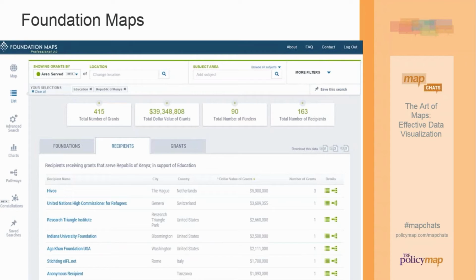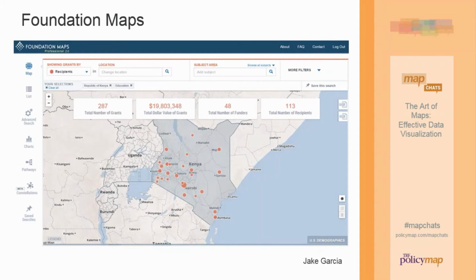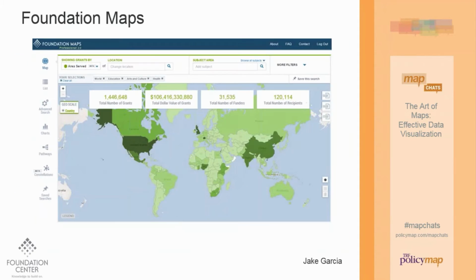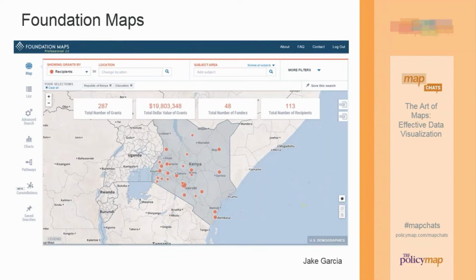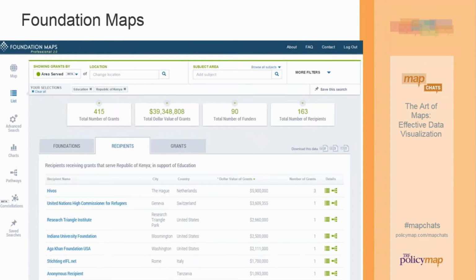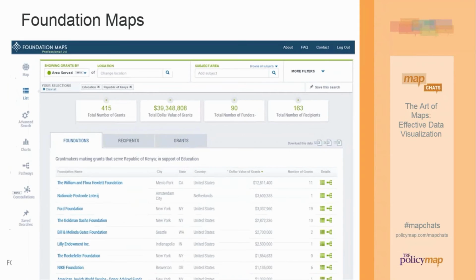Then you can click over, and here we've got what we call the list view. What we found is that with customers or researchers or journalists, at first you look at a map and you say, wow. In the end, though, people really want a list. So HEVOS and the UN High Commission for Refugees and Research China, they're the top recipients of education grants in Kenya. The next one, here are the top funders. This is the one everybody wants.